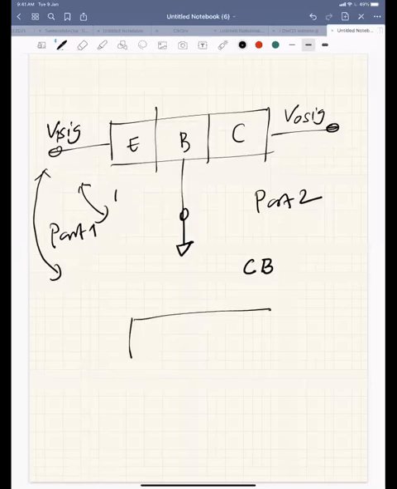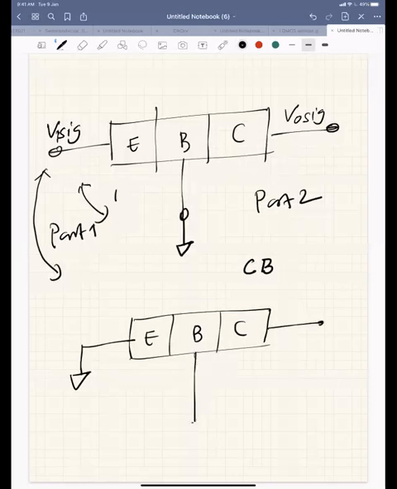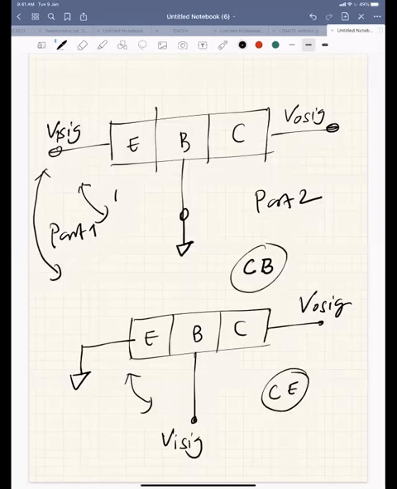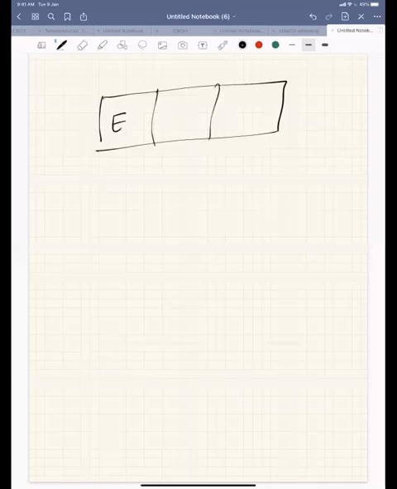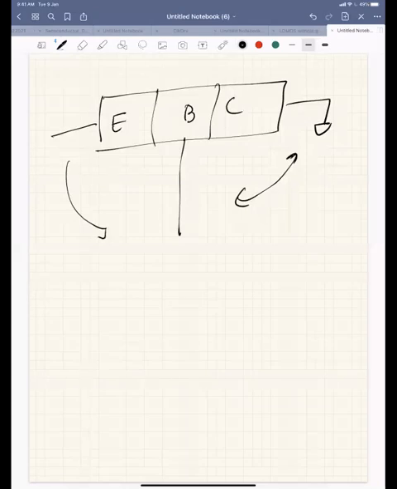And this is the common base configuration. Similarly, with E, B, C, I could have the common emitter configuration. If the emitter is common, then I'll give my input signal to the input port here, and I'll take the output signal from the collector. So this is my common emitter configuration. And similarly, I could have the common collector configuration. Common collector is E, B, C, where your collector is common, but this is again my output port, and this is my input port.